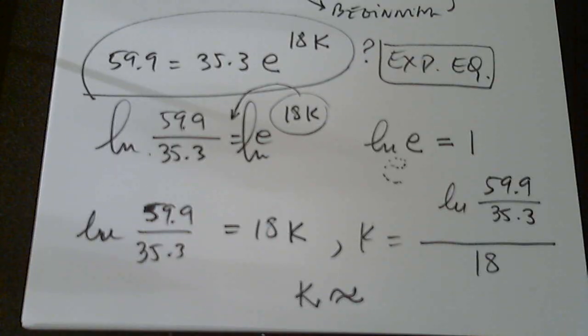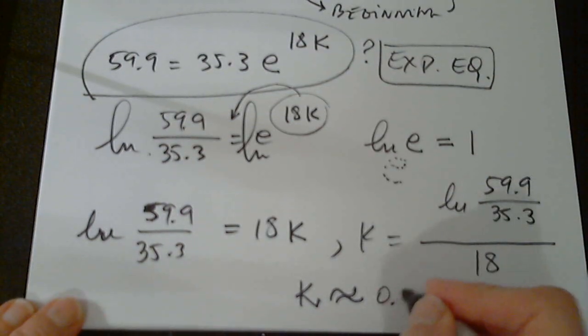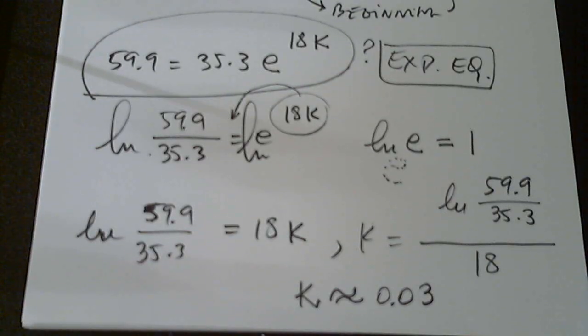So we have natural log, and that's 59.9 divided by 35.3, close the parenthesis, and divide by 18. And now press enter. 2 decimal places. So it's 0.029, which means 0.03, because this third digit is 5 or more. So K is approximately 0.03.